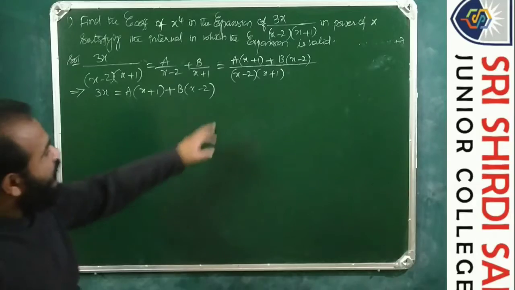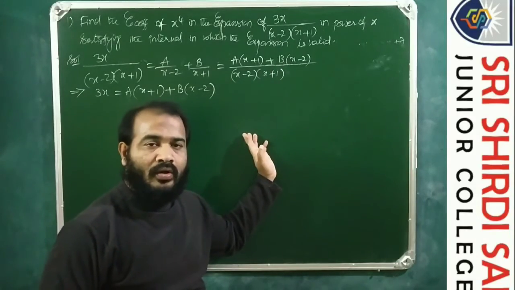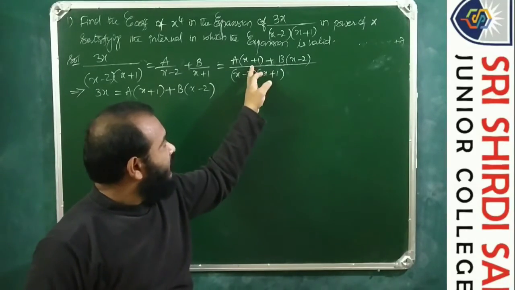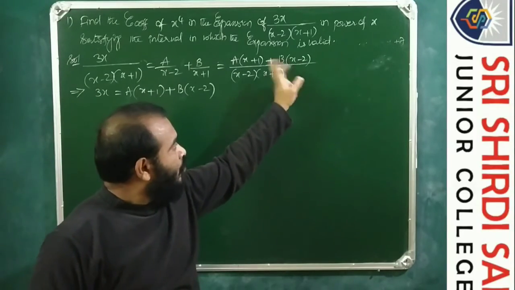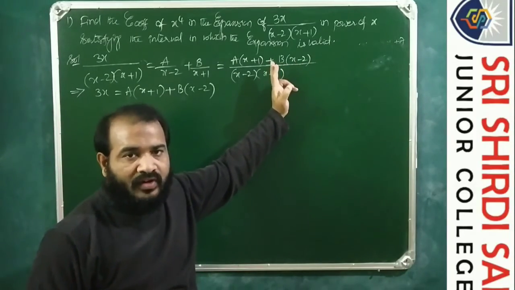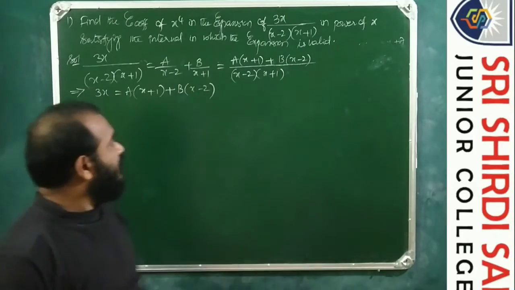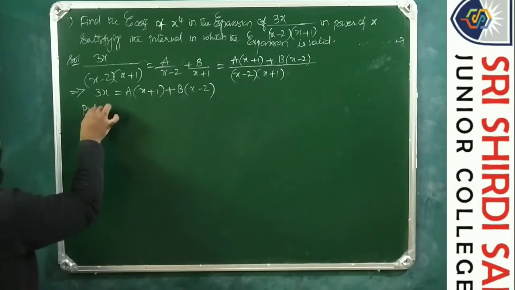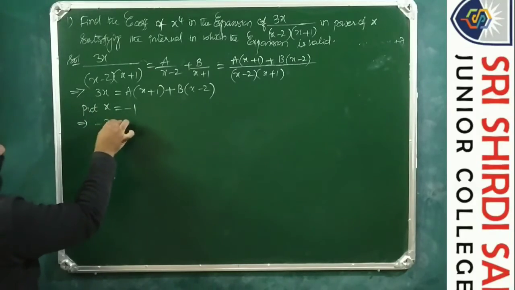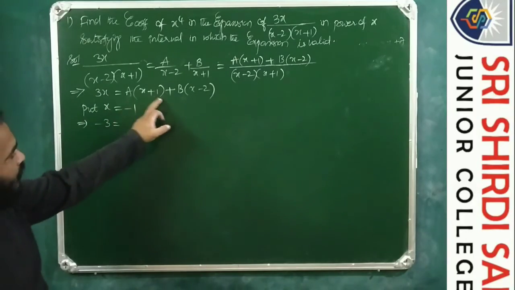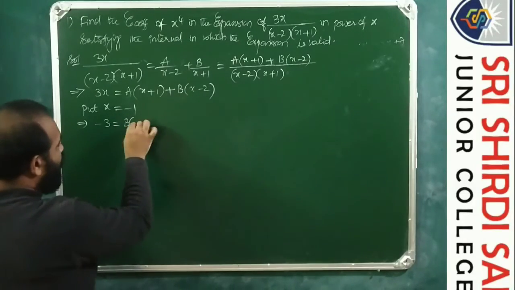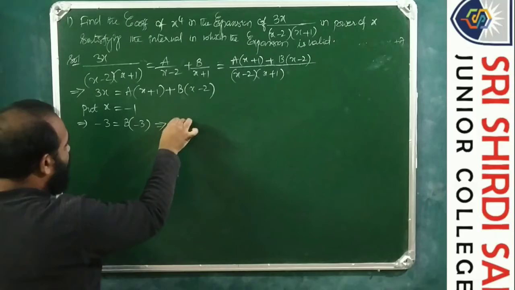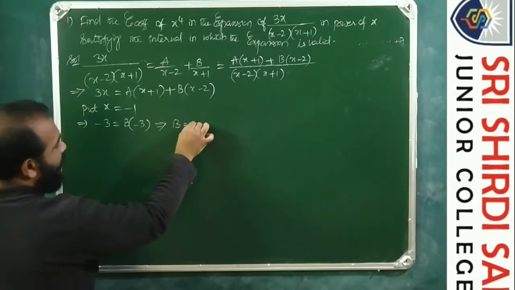Now x plus 1 and x minus 2 are the two factors. x equals to minus 1 and x equals to 2 are the two values that we are going to substitute for x in the equation. Put x is equals to minus 1. So 3 into minus 1 is minus 3. a into minus 1 plus 1 on substituting here will be 0. b into minus 1 minus 2 is minus 3. So from this b is equals to minus 3 by minus 3 is 1.